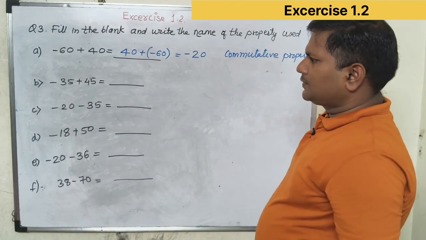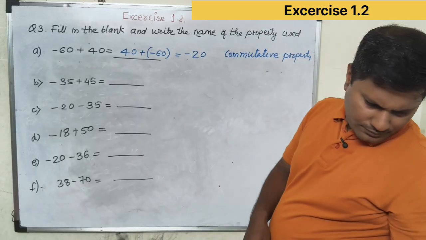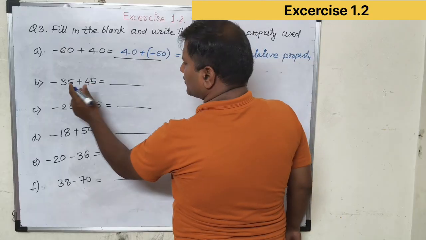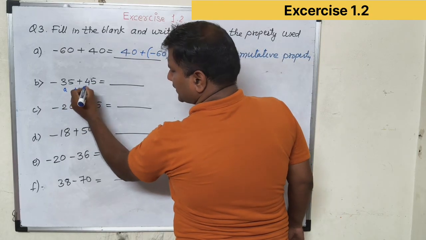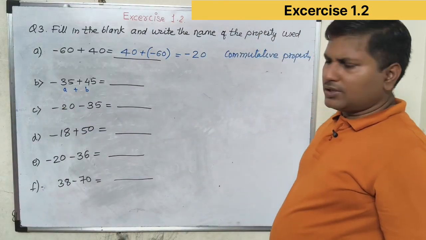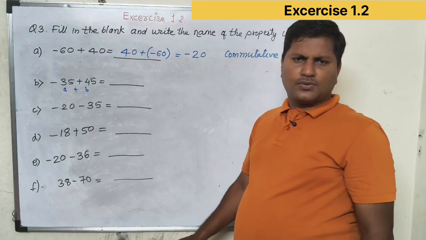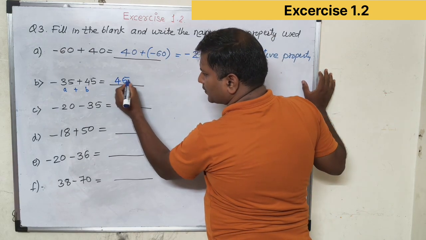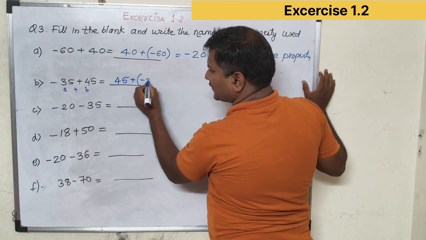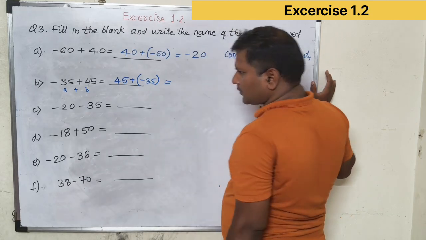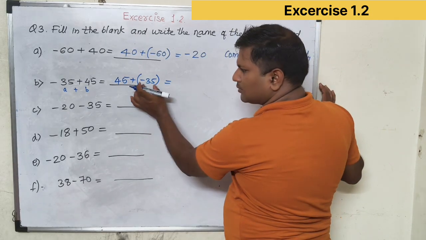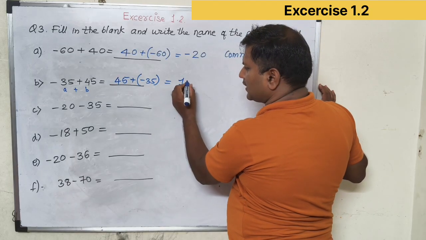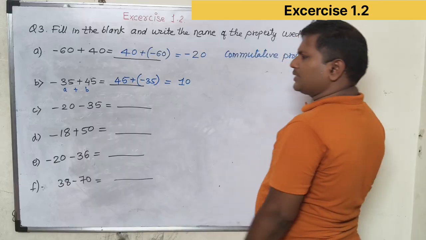First case done. Second case: minus 35 plus 45, this again is A plus B. A plus B is equal to B plus A, so again it is the commutative property. We can write here 45 plus minus 35 and solve it. Take the difference of 45 and 35, that is 10, and the sign will be that of 45, plus sign.